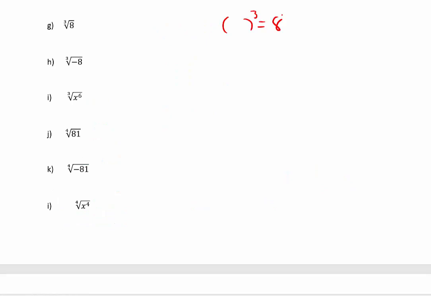Now higher roots work the same way. With a cube root, we're trying to figure out what cubed is 8. And the answer is 2, because 2 cubed is 8. Now it's okay to have a negative number inside a cube root. What cubed is -8? Well, if you cube a negative number, you will also get a negative. So cube root of -8 is -2.